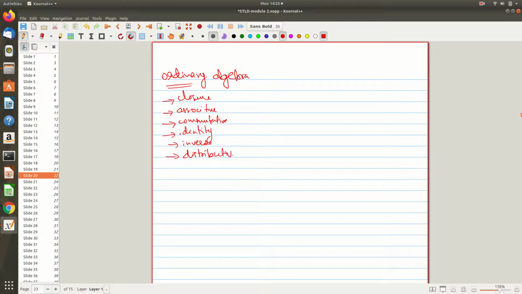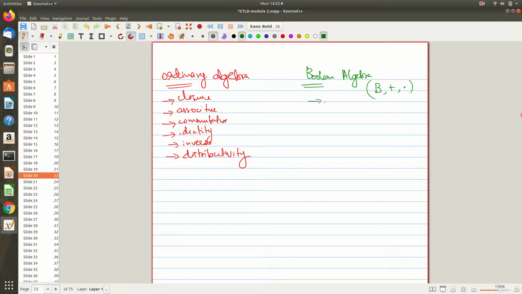Now a special algebra we defined, that is what is called Boolean algebra. In Boolean algebra, we define the requirements as follows. We are given a structure for this Boolean algebra, say a set B with two operations, plus and dot. We don't know what this plus and dot are.